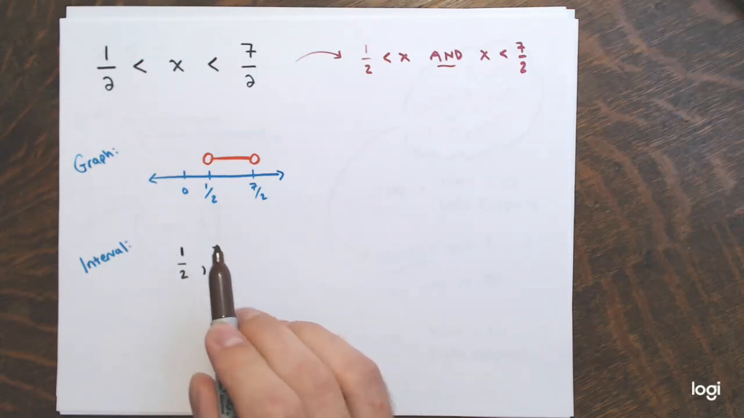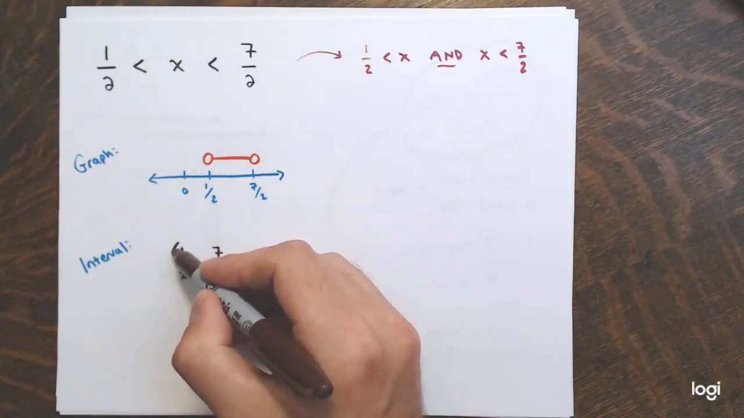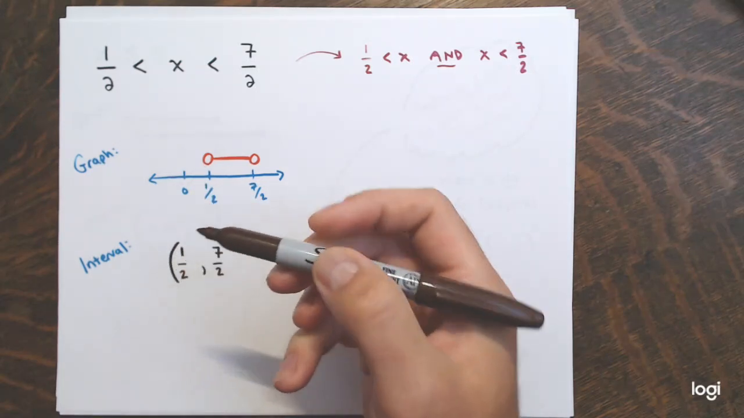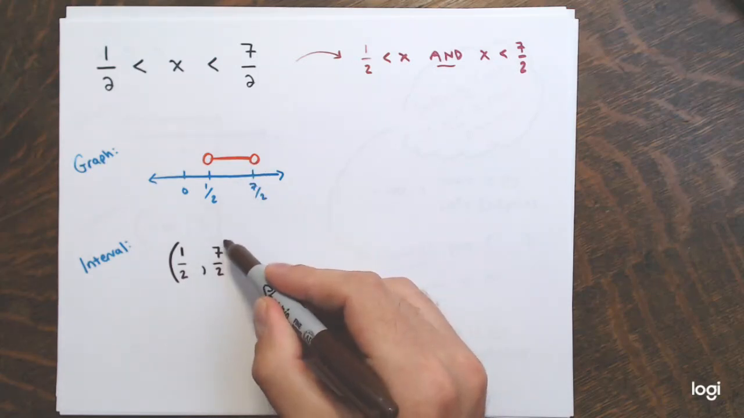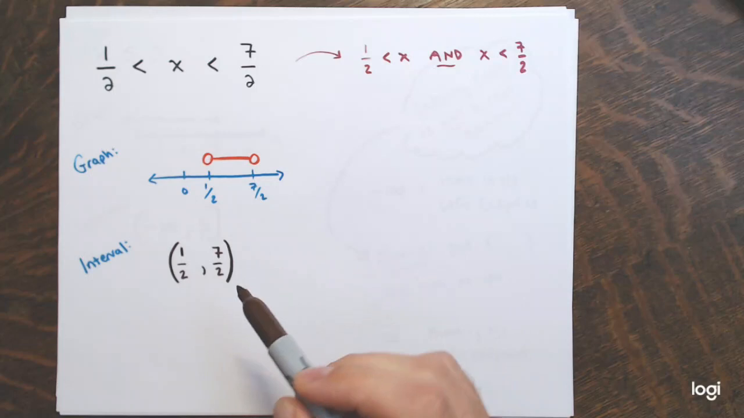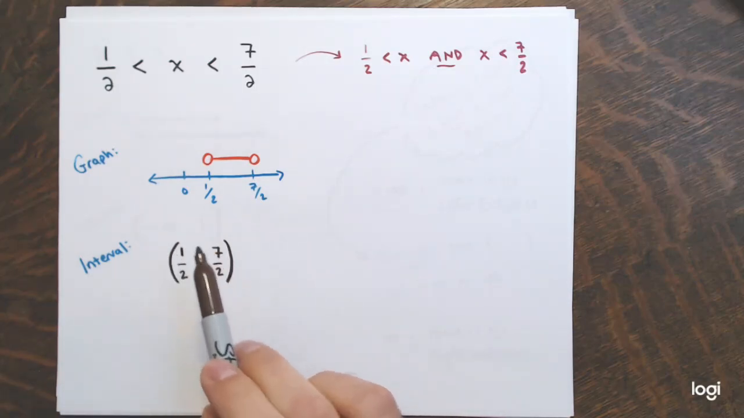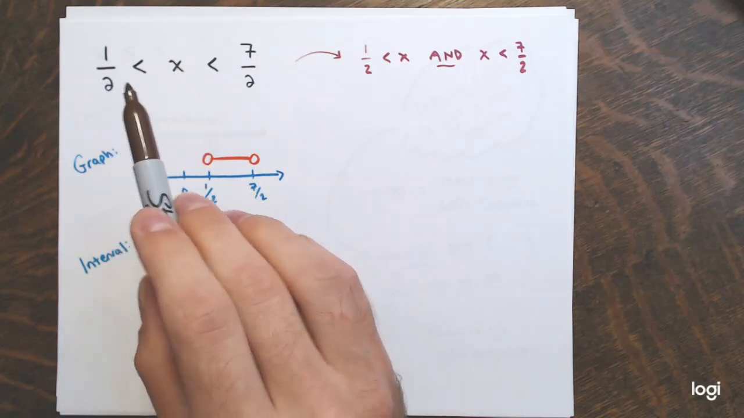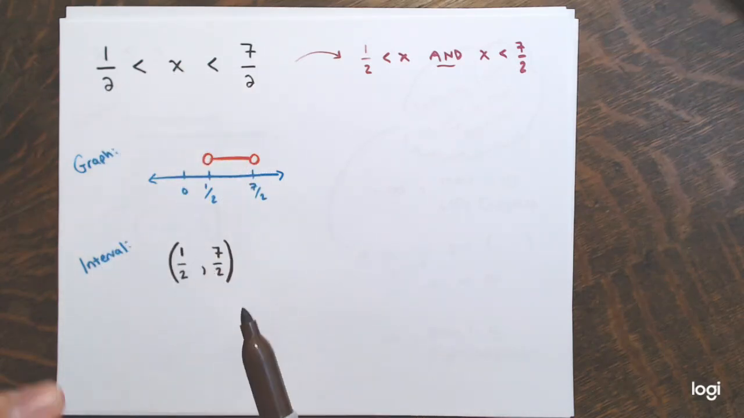And then on the ends, is 1 half a solution? No, we determined that it wasn't. So I put parenthesis on that. And is 7 halves a solution? No, we determined it wasn't. So again, a parenthesis on that. So here, this is the interval describing the solutions to this inequality. And again, all three of these things, the inequality, the graph, and the interval, represent the same numbers.